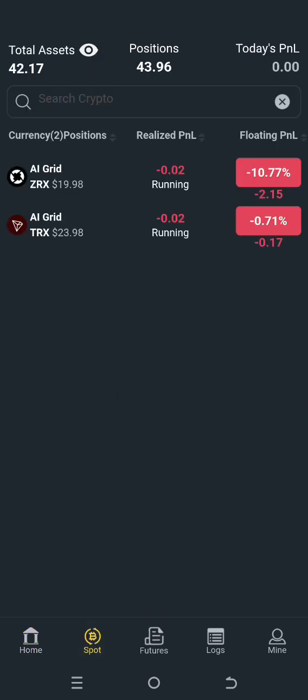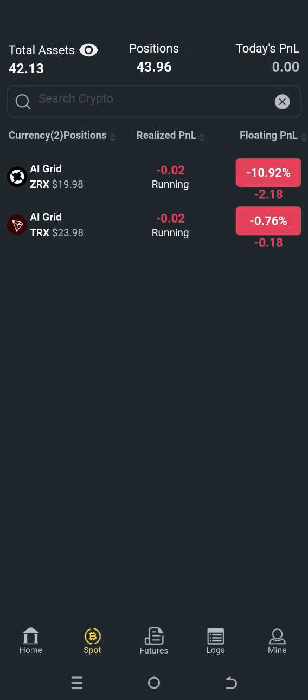Now in the spot page is where you're going to see the coins that you're trading in the spot wallet. Then up here we see the total asset. This is the total money I have currently. If you remove these negatives here, you're seeing this -2, this -0.18, then the position here, how much I have used for trading. I have used $44 for trading, and that's why you're seeing it like this.